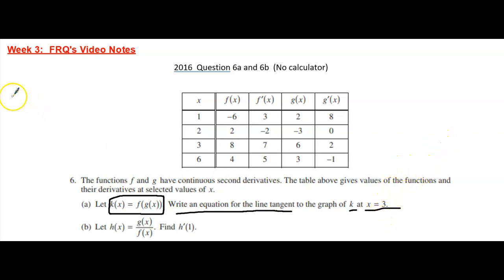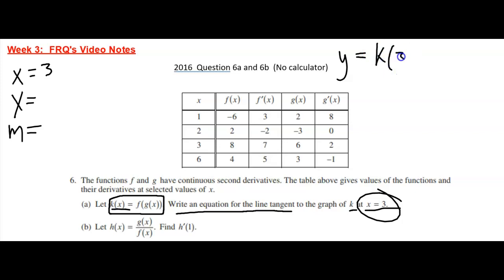All right, so as you guys know, in order to find the equation of a tangent line, we need 3 things. We need an x value, we need a y value, and we need a slope. Now, they're giving us the x value. Our goal is to find the y value and the slope. Let's start off with the y value. The y value can be found by plugging 3 into the original function, the k function.